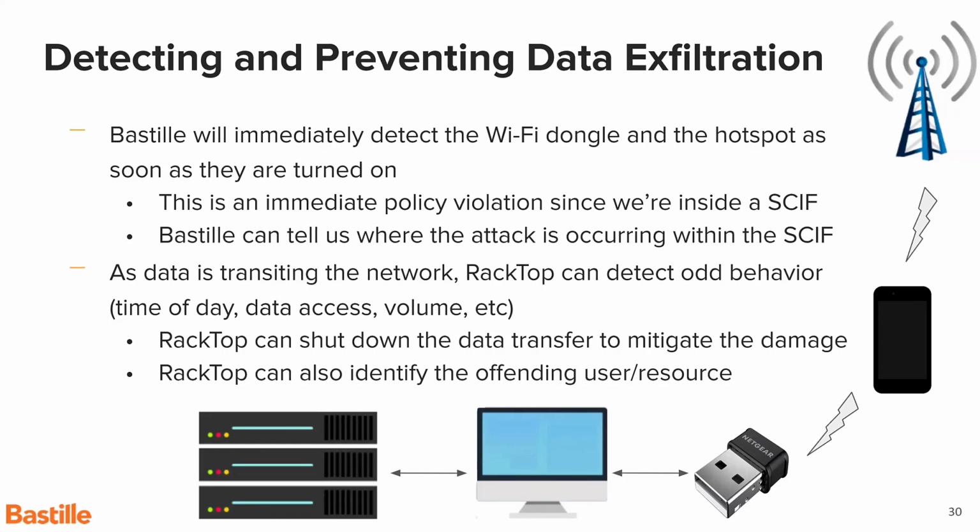So what happens when these devices get fired up, even before things get plugged in, we will see that cellular connection. Once the dongle gets plugged into the system and starts communicating over Wi-Fi, we'll see that as well. We're going to see all of those wireless interfaces immediately when they fire up using the Bastille system, right? So right away, just with the use of a wireless intrusion detection system such as Bastille, we're going to see those interfaces. We're going to see that there's something in the space that shouldn't be there, and we're going to locate it within the space so someone can go do something about it. And that happens right away.